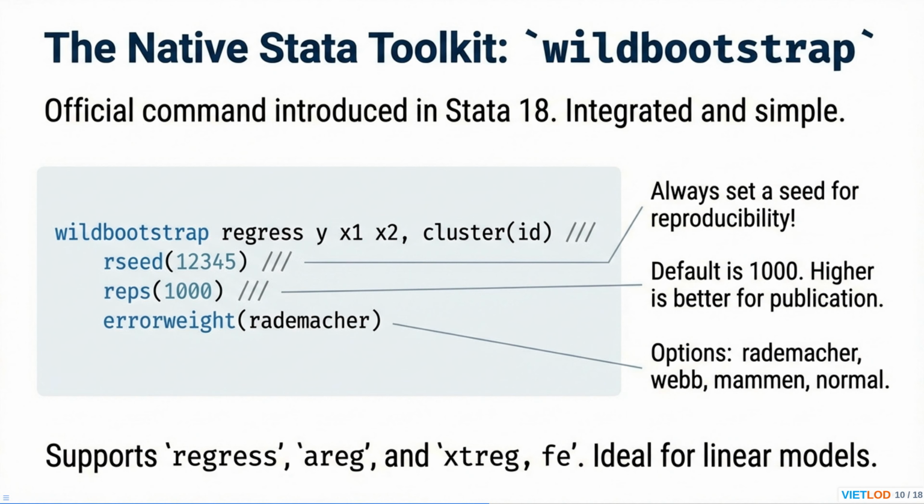The number of bootstrap replications is controlled by reps. While the default is often 1,000, higher numbers are generally better for publication. For error weight, you can choose between Rademacher, the default, or Webb, a decision we discussed earlier based on your number of clusters. This command is very efficient for linear models and readily supports regress and fixed effects xtreg. While Wild Bootstrap is excellent for many standard cases, for more advanced applications, there's a powerful community-contributed alternative we'll look at next.